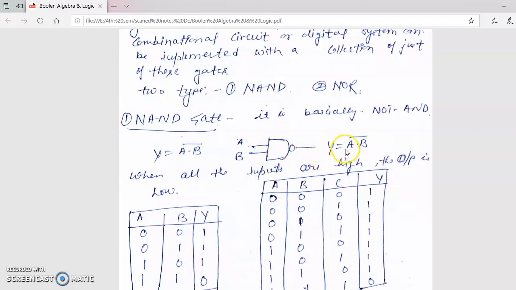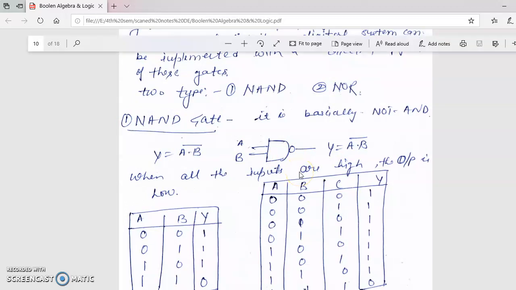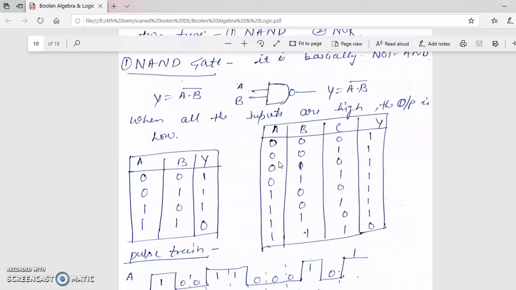So the output is Y equal to A dot B, that is the output of the AND gate, and the bar of this is the output of the NOT gate. So we get the output Y equal to (A dot B) bar. This is the two input NAND gate, and similarly we can design the three input NAND gate or four input NAND gate.